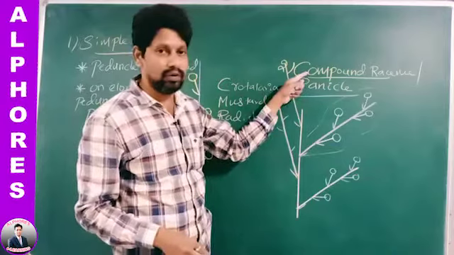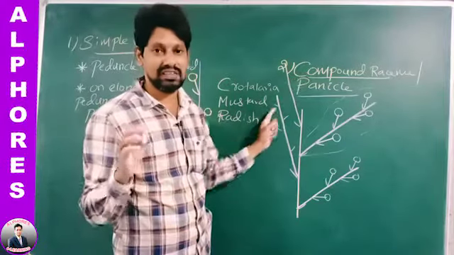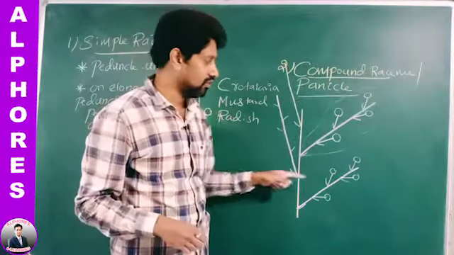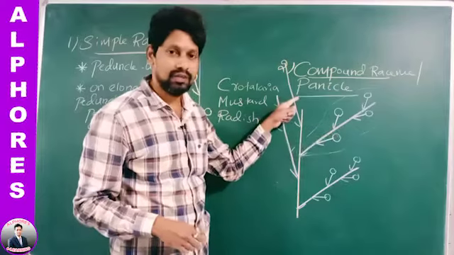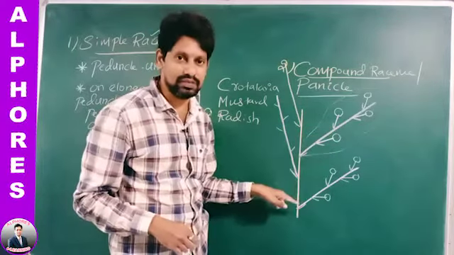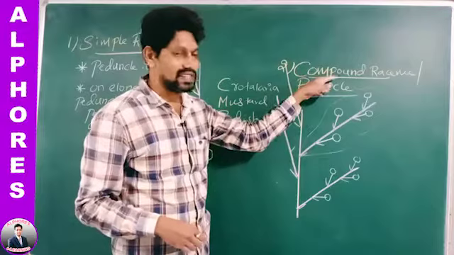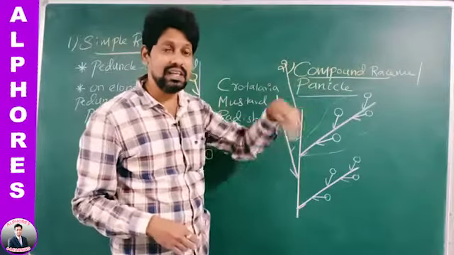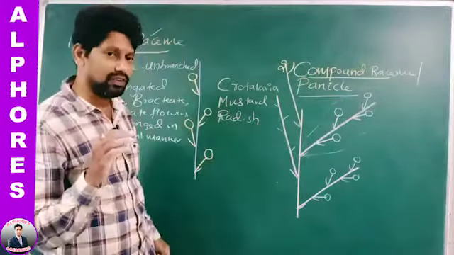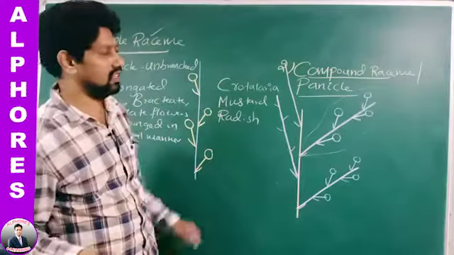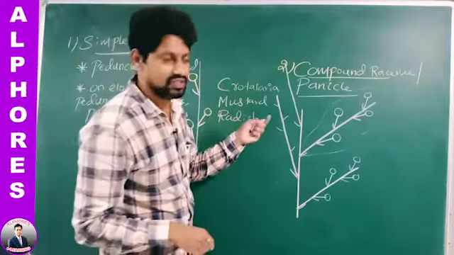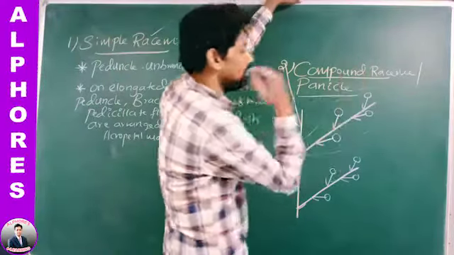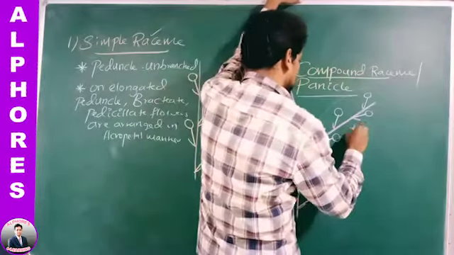Therefore, compound raceme is a raceme of racemes, because it has many simple racemes. So, compound raceme is a raceme with many racemes. Raceme of racemes. What is it, sir? Compound raceme. I am writing the statements.